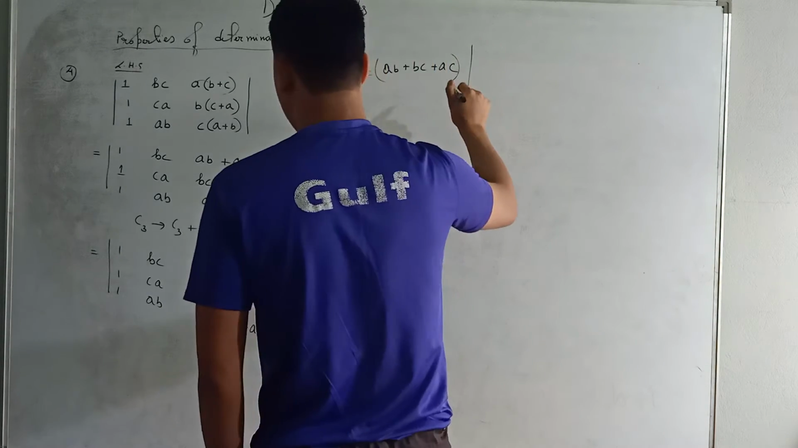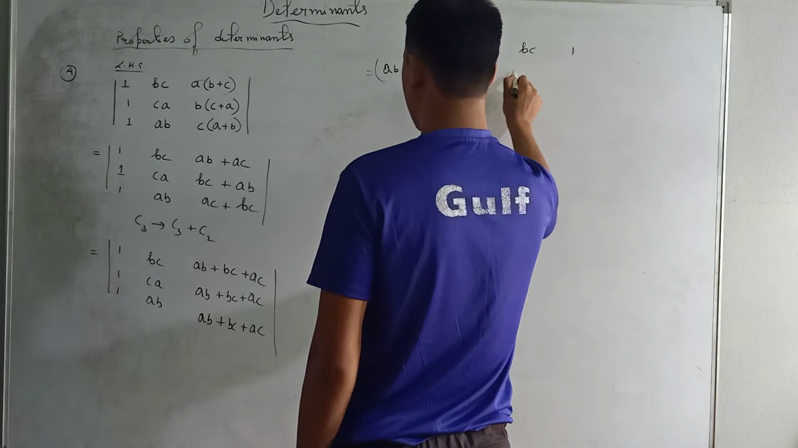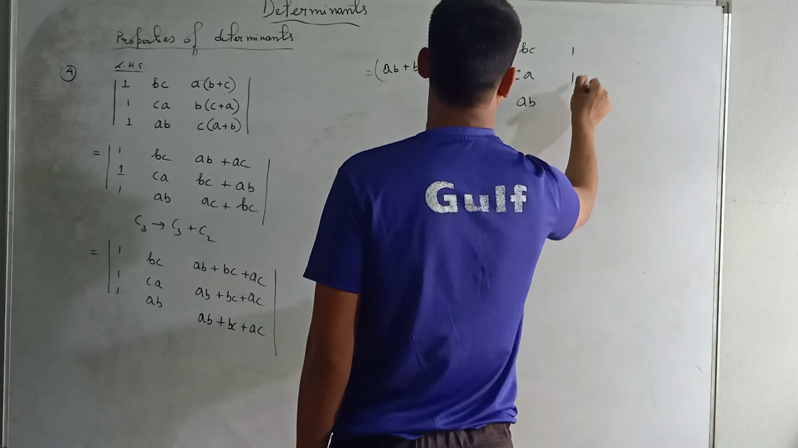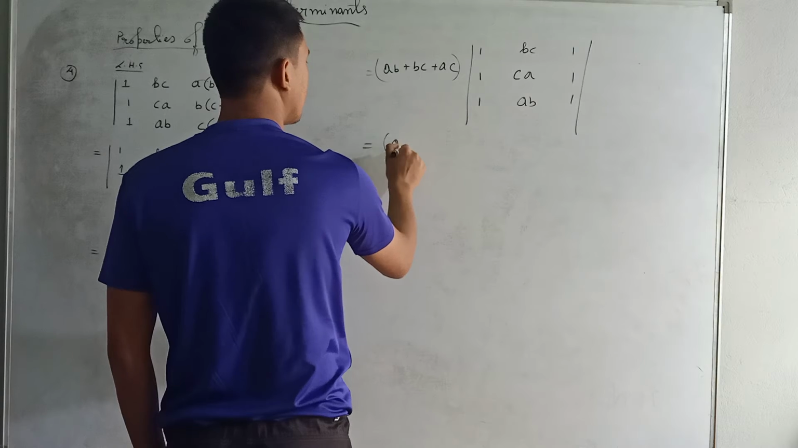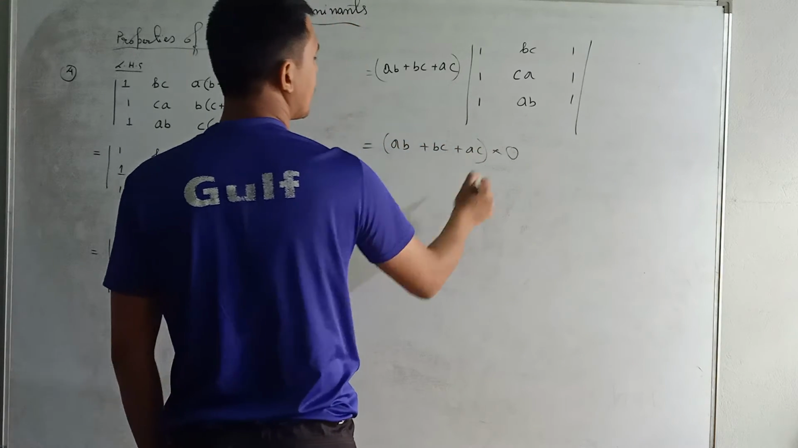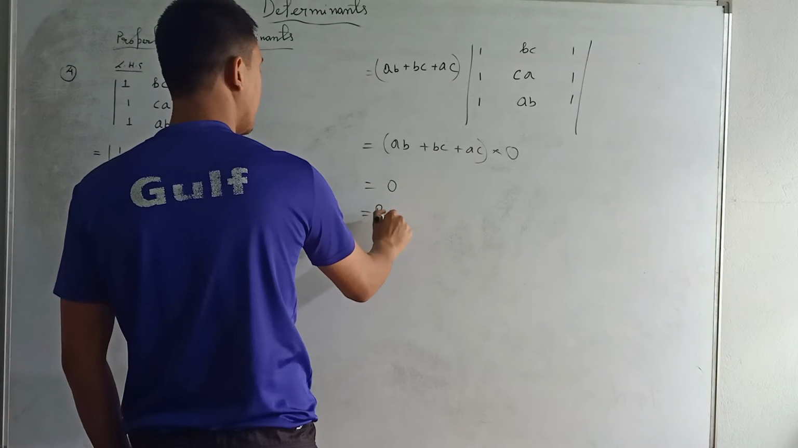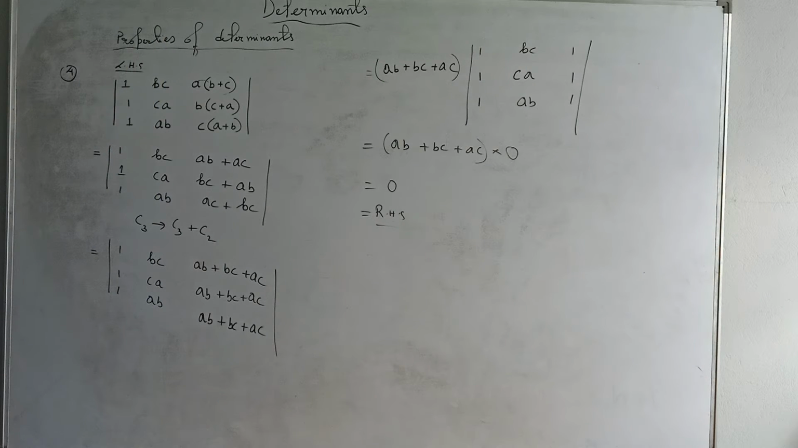Then what we have is 1, BC, 1; 1, CA, 1; 1, AB, 1. Since two columns are identical, your determinant will become 0. Anything multiplied with 0 is 0, which is your required result. That's how number 4 should be done.